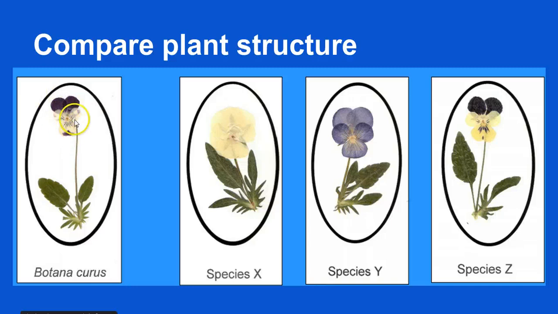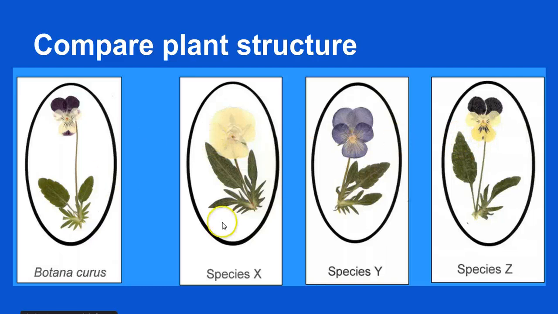First of all, the plant has a flower, leaves, and a long stem. The flowers are purple and yellow. The leaves are curved at the edges. The other species, species X, has a flower also. The flower is yellow. The leaves are pointed at the edge. Species Y, the flower is blue. The leaves are almost pointed towards the end also. And then species Z also has a mixture of purple and yellow. The leaves are also pointed.